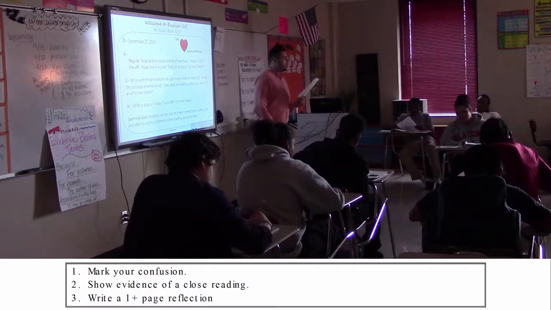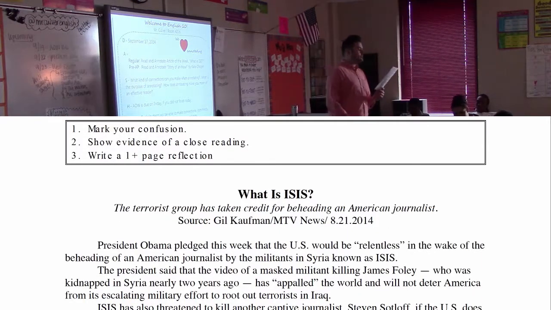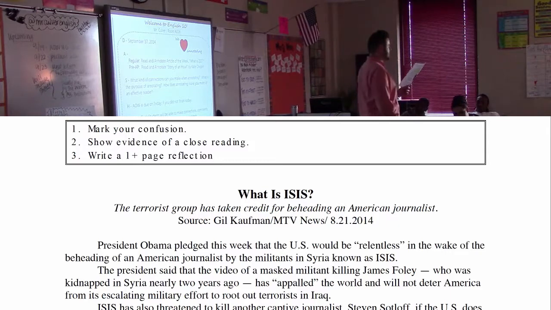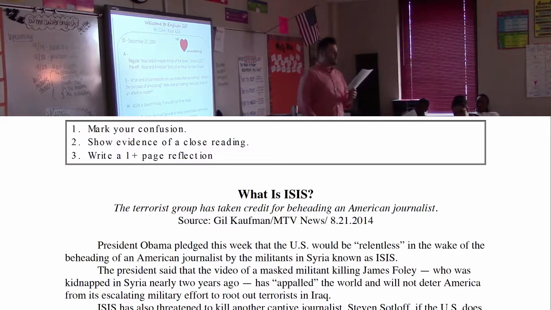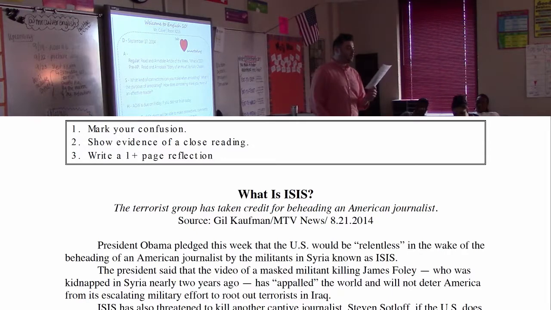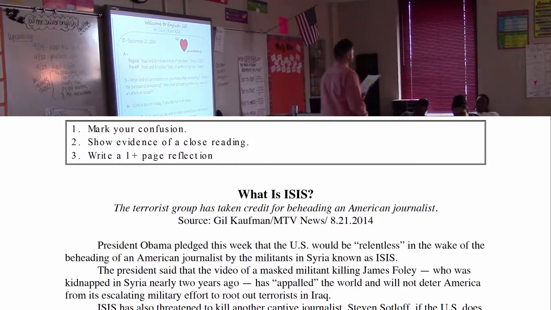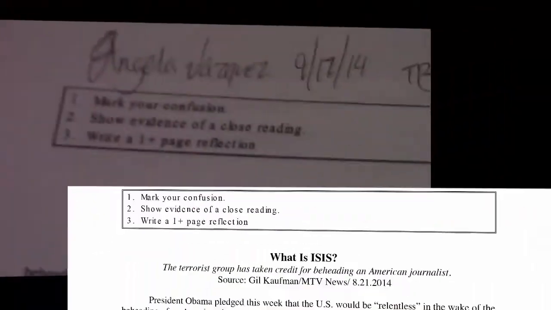Okay. All right, President Obama pledged this week that the U.S. would be relentless in the wake of the beheading of an American journalist by the militants in Syria known as ISIS. The president said that the video of a masked militant killing James Foley, who was kidnapped in Syria nearly 2 years ago, has appalled the world and would not deter America from its escalating military effort to root out terrorists in Iraq. So let's look in the first two paragraphs here for strong words of diction.